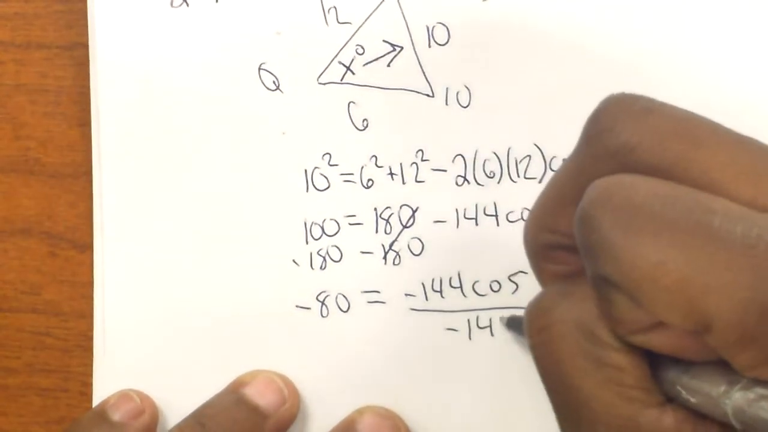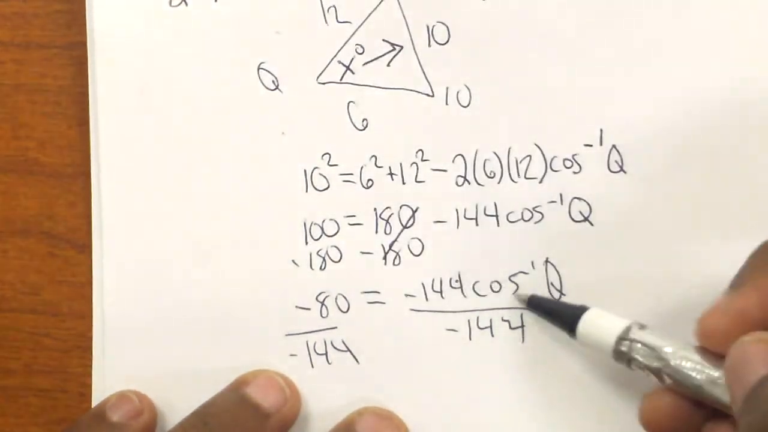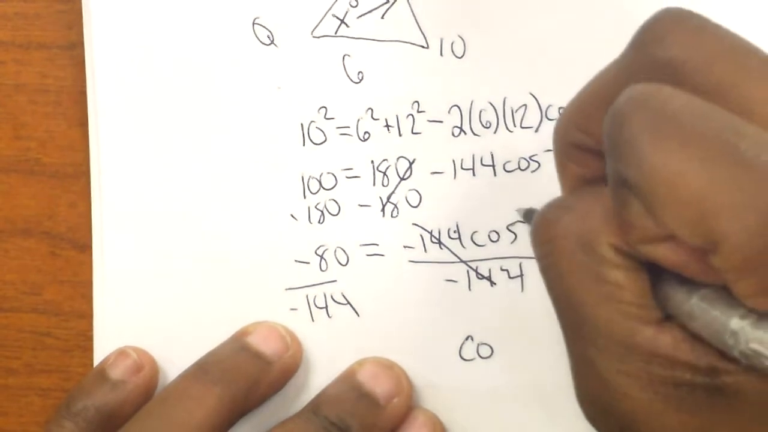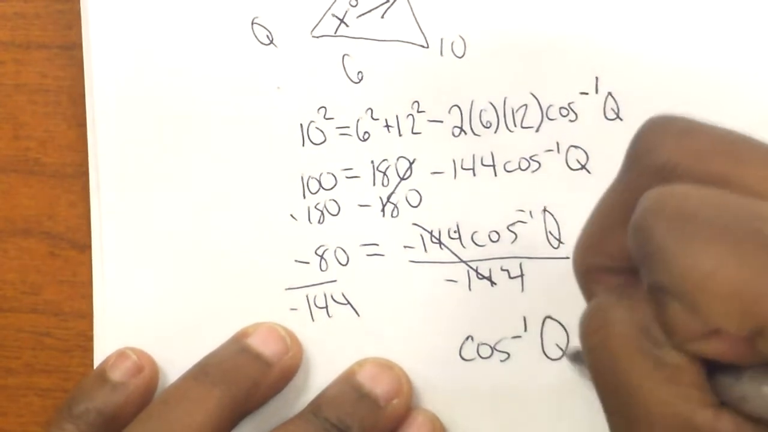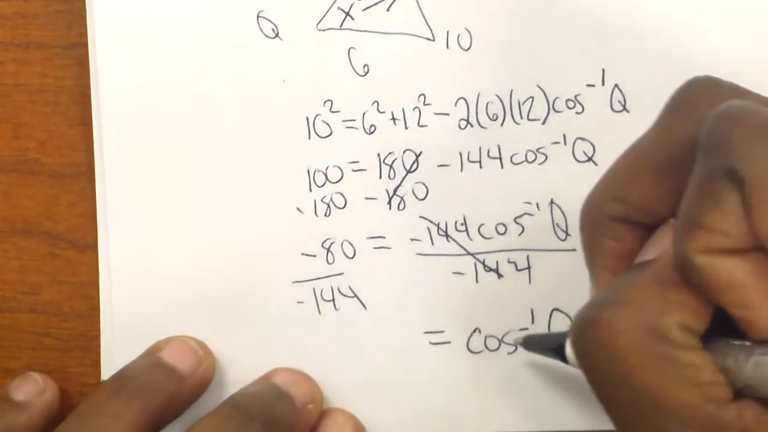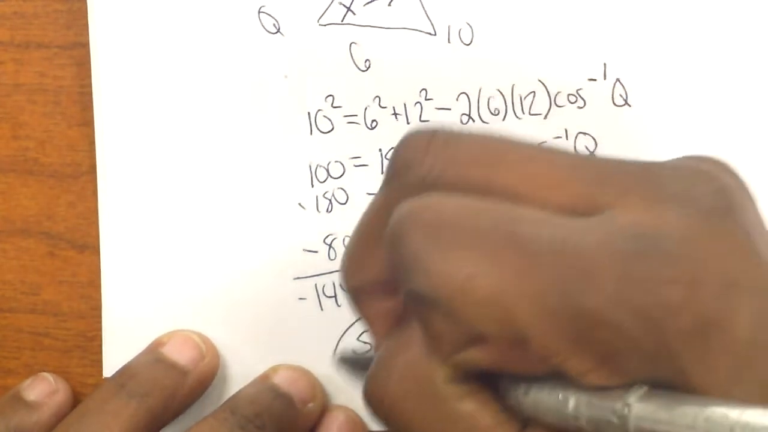Divide both sides by negative 144. Why are we dividing? Because we have to separate that negative 144 from the Q. And so cosine inverse of Q is going to be equivalent to negative 80 divided by negative 144. And so I'm going to do the cosine inverse of that answer. And so you should get that Q is equal to 56 degrees.